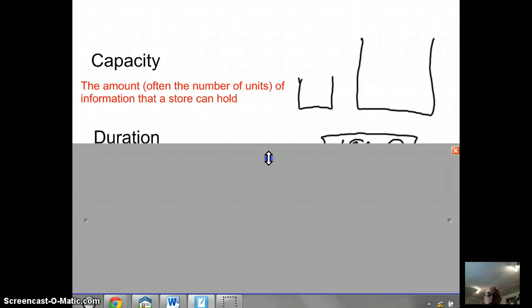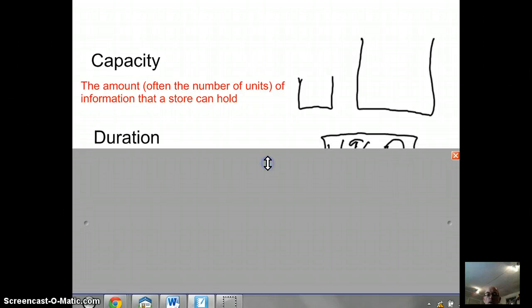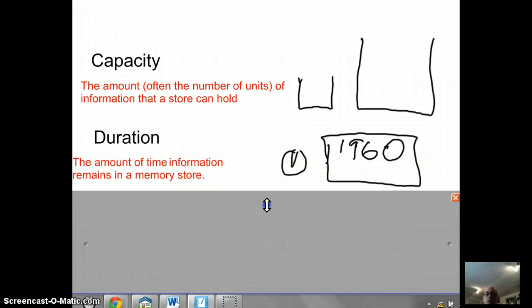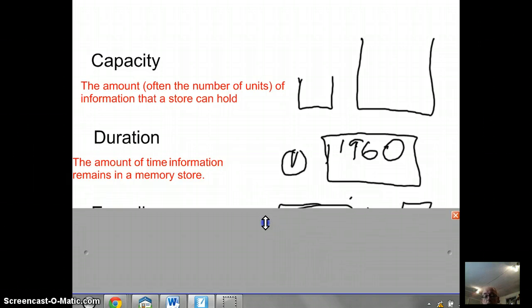Next one, duration. How long will a memory actually remain in a memory store? Now, in some memory stores, maybe that will only last for a very short time. But then again, we know, don't we, that we can remember things that go back a long way. Mrs. Rush-Dashford, for example, would remember stuff from 1960 when she was a teenager.